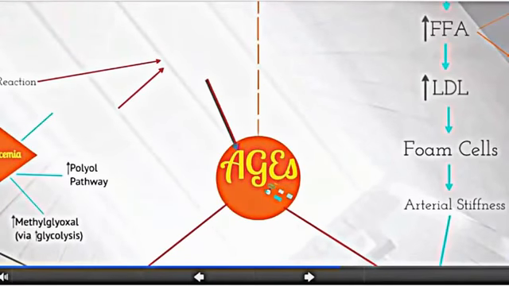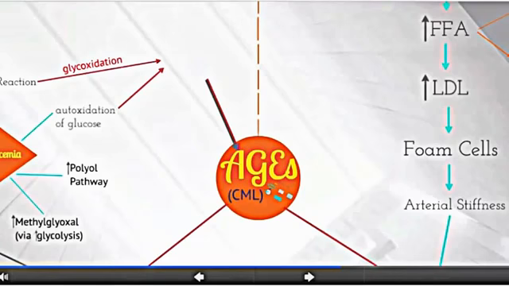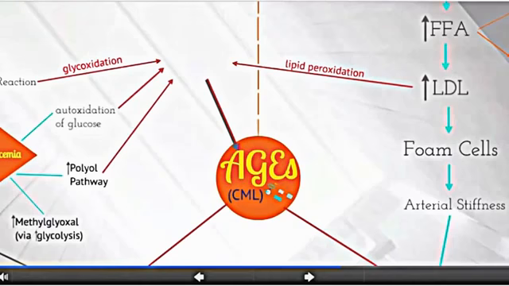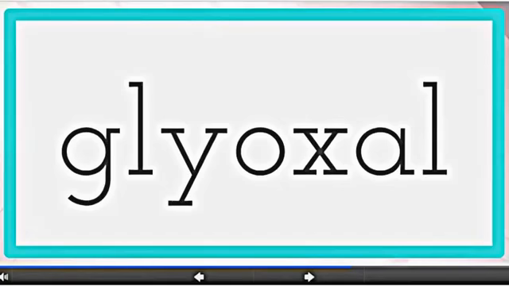Currently, the primary AGE studied is carboxymethyllysine. This AGE can be formed through glycoxidation, autooxidation of glucose, or the polyol pathway when intracellular glucose levels are elevated from carbohydrate metabolism, or through lipid peroxidation from increased oxidation of fatty acids and LDLs. Each of these mechanisms has a central AGE precursor in common, the reactive carbonyl glyoxal. A buildup of these reactive carbonyls is sometimes referred to as carbonyl stress.